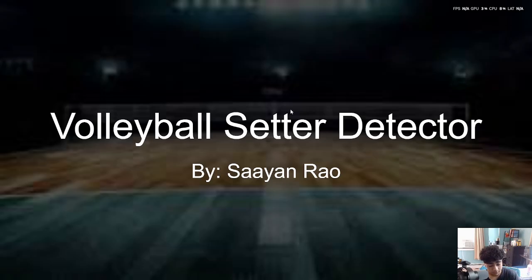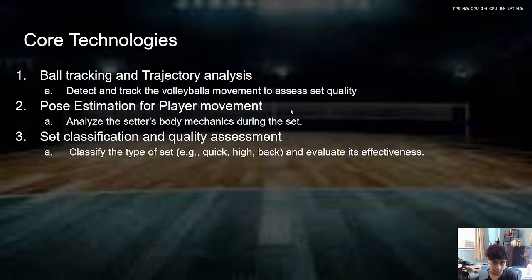Okay, so let's talk about the technologies that you need for this app. First of all, ball tracking and trajectory analysis. That's obviously detecting the ball and seeing the trajectory and then comparing it to assess set quality. Second, you want pose estimation for the player movement. This is to make sure that the player's feet are close together and not far apart, and also that they're in the right position. And set classification and quality assessment.